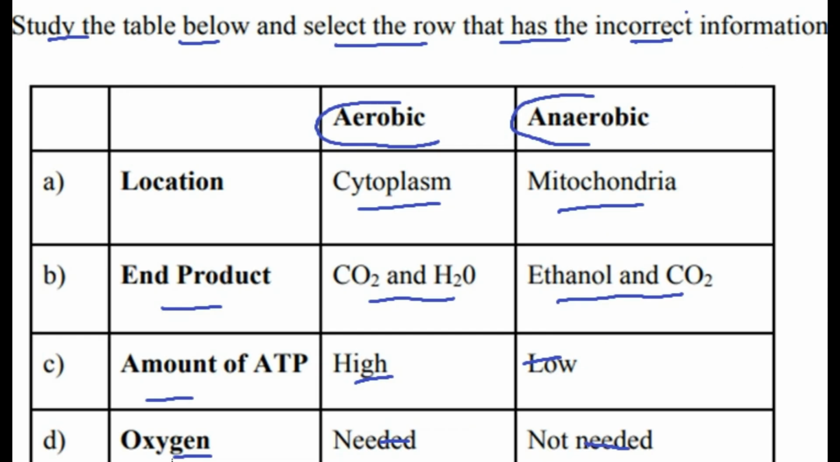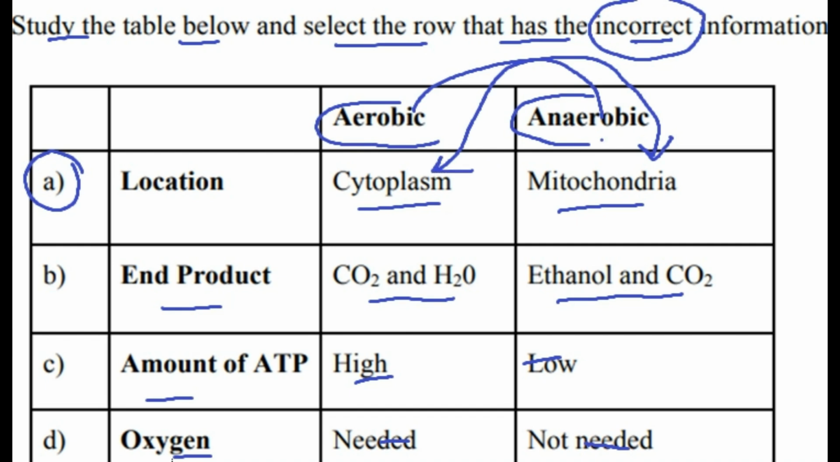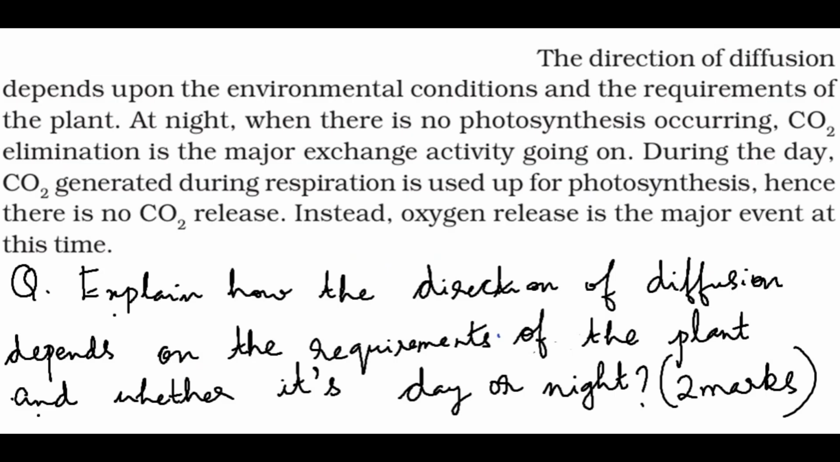Now the question is, which is incorrect here? The incorrect one is the location. That is option A. Why? Because aerobic respiration takes place in mitochondria. Anaerobic respiration can take place in cytoplasm also. So that's why. Explain how the direction of diffusion depends on the requirements of the plant and whether it's daytime or nighttime. You will get the answer from the paragraph in the NCERT textbook.